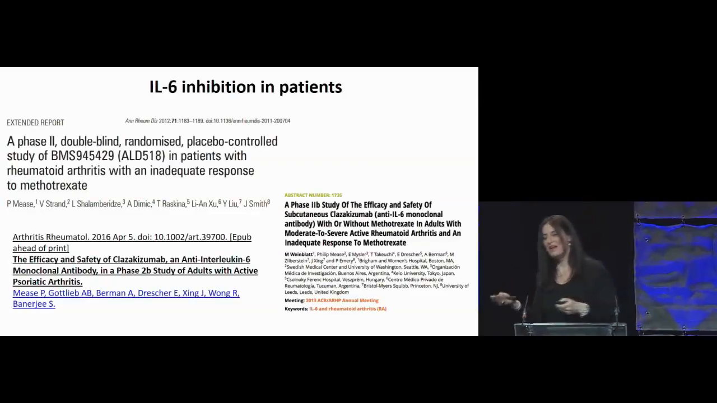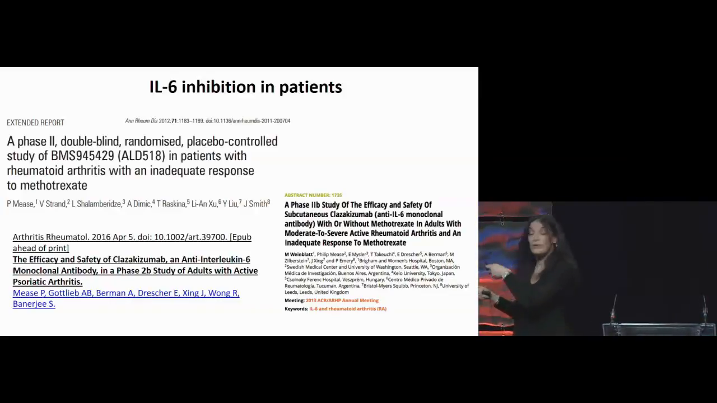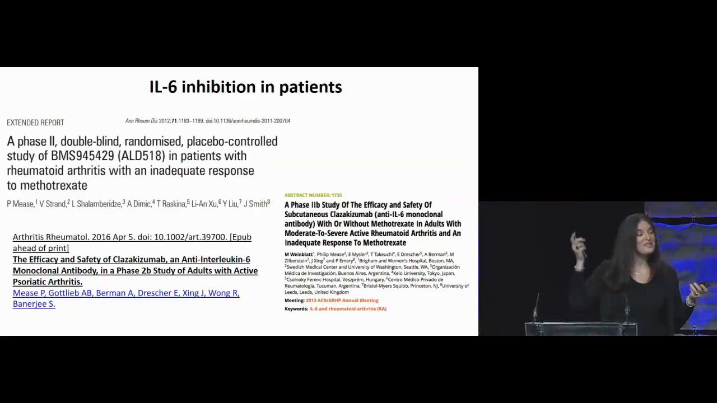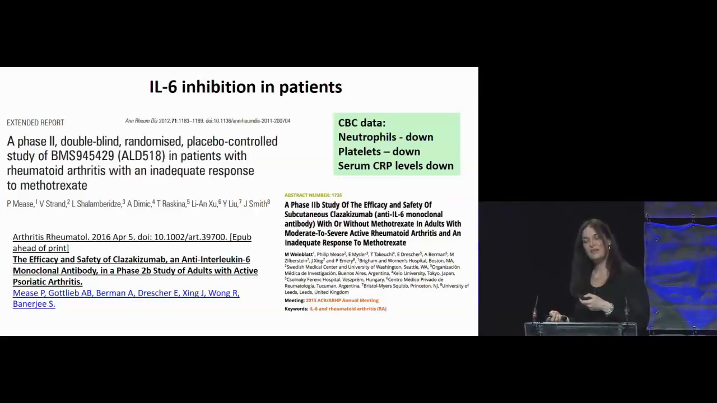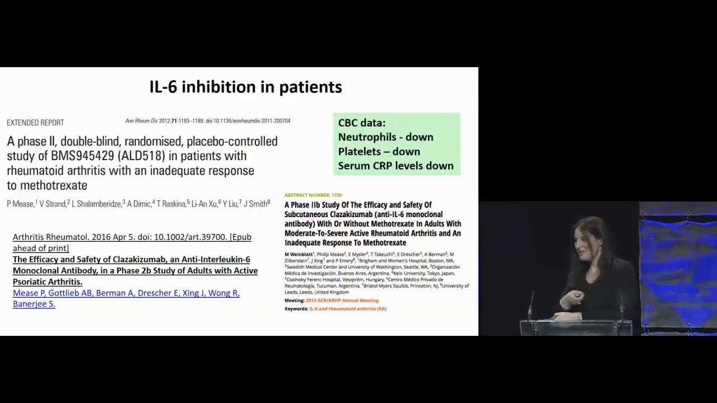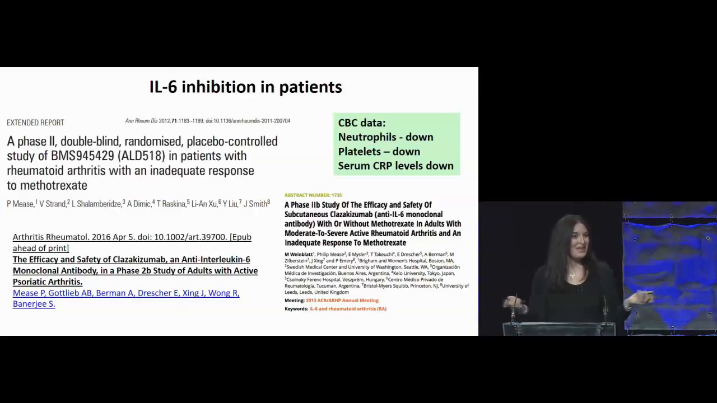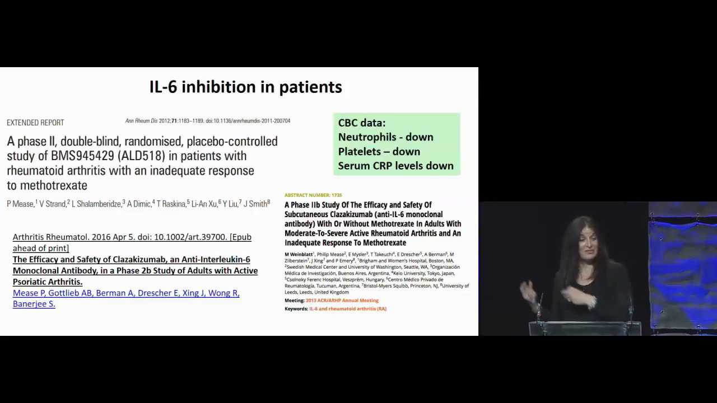So what does this mean for psoriasis patients? We know IL-6 inhibitor doesn't work for skin. In fact, Alice Gottlieb and Philip Mees have this paper that's available as an EPUB showing with clazakizumab the same thing. But what's interesting across all of these papers is, guess what goes down in the CBCs of these patients? Neutrophils, platelets, and serum CRP. So there's a lot more to do going forward to look at the role of IL-6 and what it may contribute to pathogenesis at the cardiovascular level of psoriasis patients.